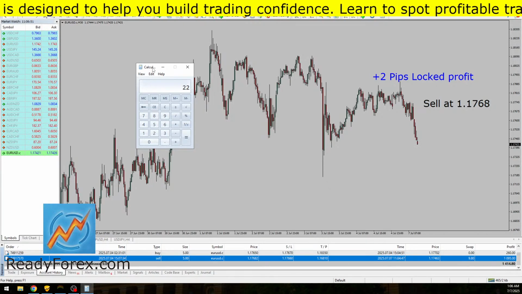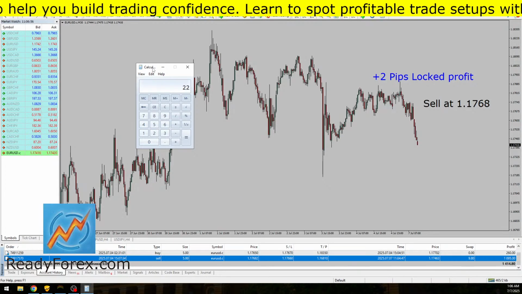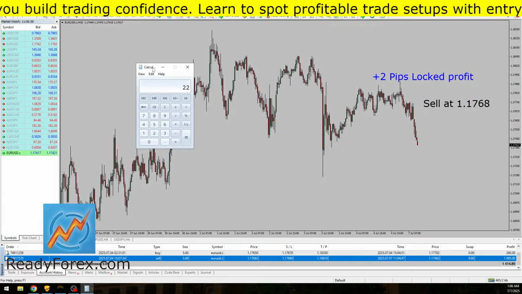I usually do not show these live trades, but the trade was open, so I thought it's a good idea to do it in real time.